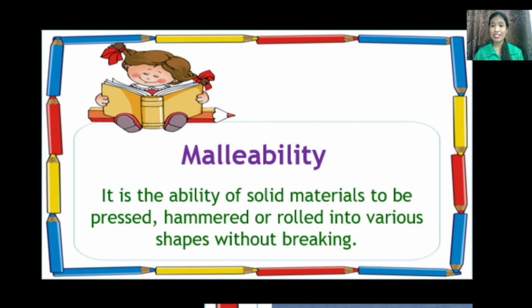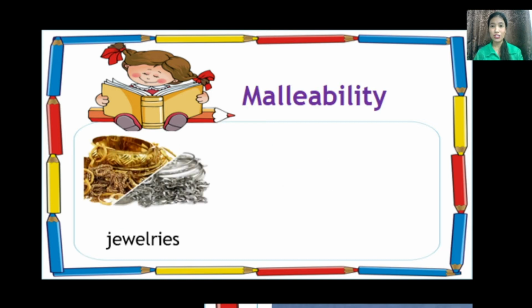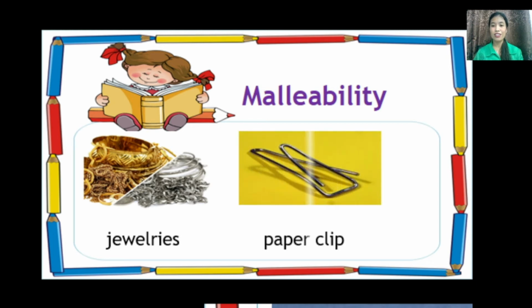Will you please cite another example of malleable objects? Okay, so we have the jewelries made of gold and silver. Gold is said to be the most malleable object. Another thing, we have the paper clip, which is made up of metal. Even if you bend it, you press it, it will not break.